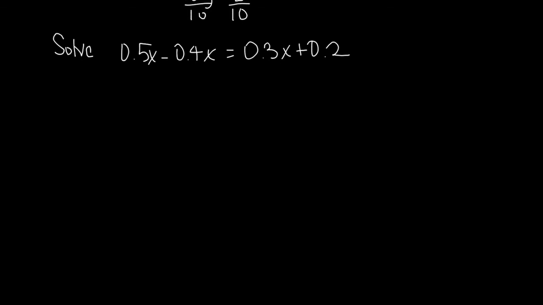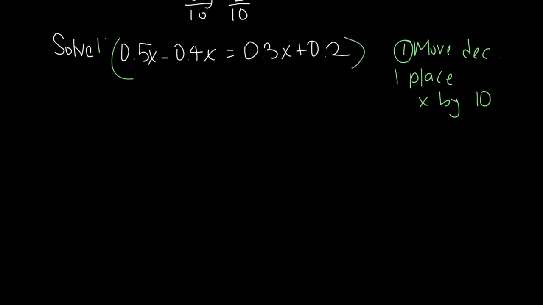So in this case, all of our decimals need to be moved one place because we have 0.5, 0.4, 0.3, and 0.2. So that means to move the decimal one place, we're going to multiply by 10. If we wanted to move it 2 places, we'd multiply by 100. 3 places, we'd multiply by 1,000. So in this case, we want to move one place, so we're going to just multiply this whole equation by 10.